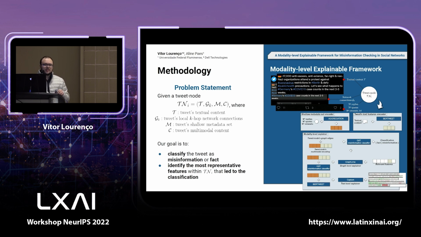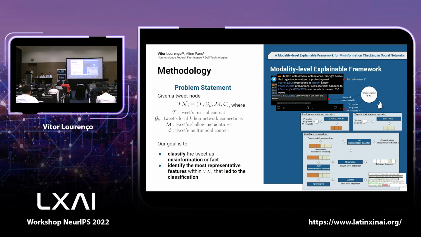In our methodology, we start by formally defining our problem. Given a tweet node, since we work on tweets in this work, it is a set that combines the tweet content itself, the textual content, the multimodal content of the tweet, the video, the images, and also shallow metadata, which is metadata that is given, such as the number of replies, retweets, etc. And finally, the connections of these tweets, the K-hop connections such as retweets, replies, among others. Our goal is to classify the tweet as misinformation or fact and identify the most important features that led to this classification.